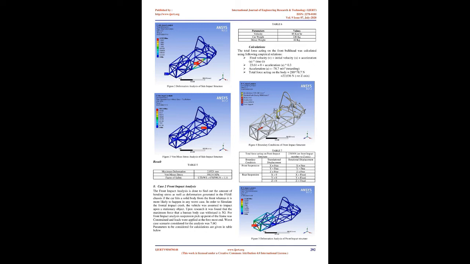One side of the frame was constrained and the calculated load was applied on the opposite side impact structure. The worst case considered is 4.5 g. Parameters to be considered are shown in the table below. Calculations. The total force acting on the cockpit members was calculated using the following empirical relations. This is the total calculated load which acts on the side impact structure of the FSAE chassis.